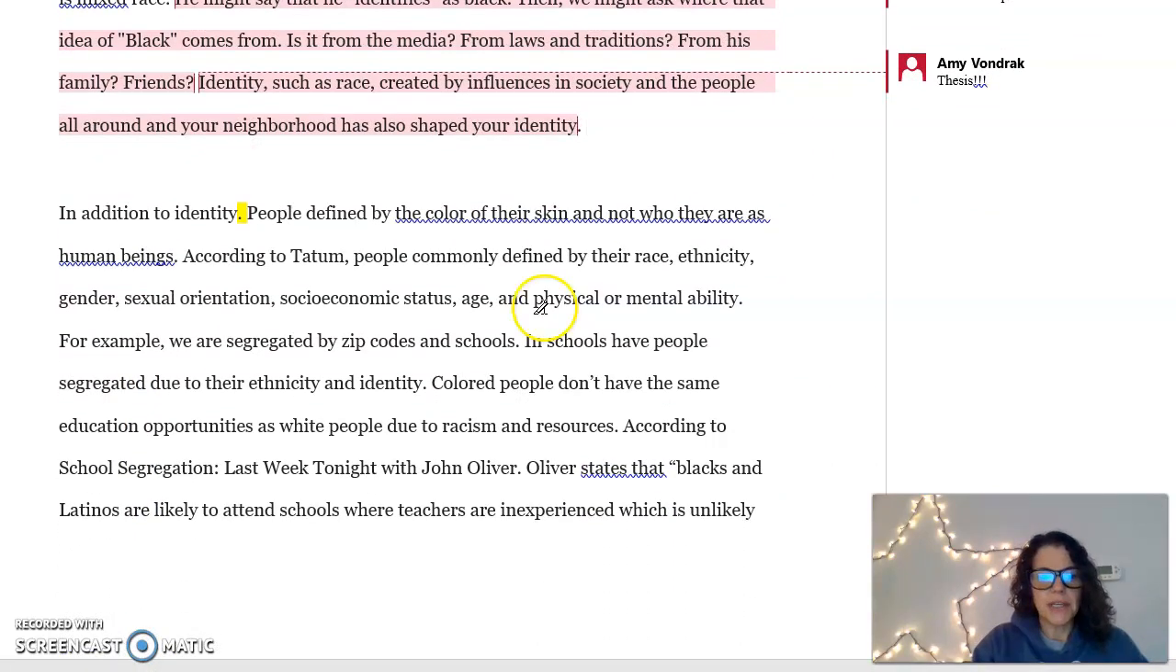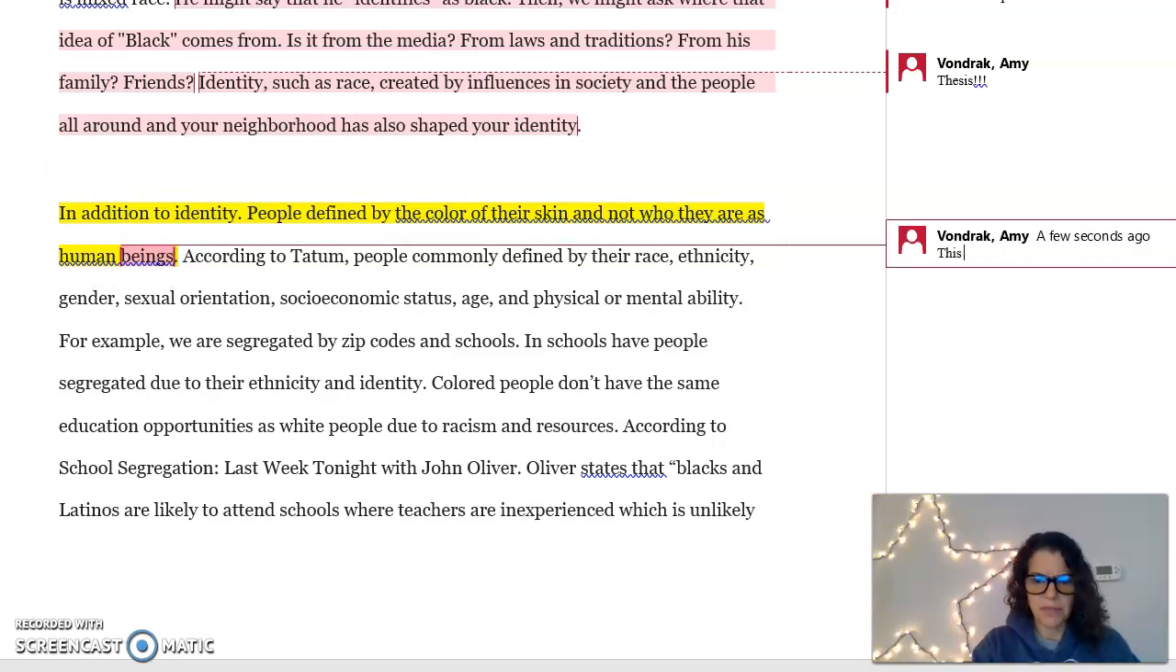Okay, I could keep going here. Next paragraph. "In addition to identity, people defined by the color of their skin and not who they are as human beings." So I think here I'm kind of half student and half teacher reading this. I think I'm trying to make a point here that part of identity is race, but it's a little bit confusing how I'm saying it. So I'm going to highlight that and maybe make a comment to myself. Maybe here I'm going to come over here and make a note. This is the point. It's confusing.